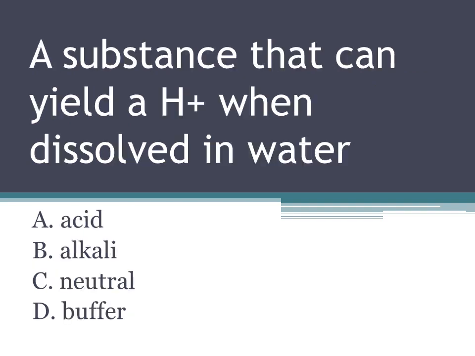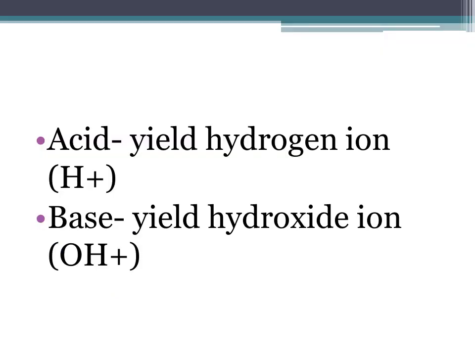Next, a substance that can yield a hydrogen ion when dissolved in water. A. Acid, B. Alkali, C. Neutral, D. Buffer. The correct answer is acid, letter A. So acid yield hydrogen ion, that is H+, when dissolved in water, while base naman or alkali yield hydroxide ion, OH-, when dissolved in water.